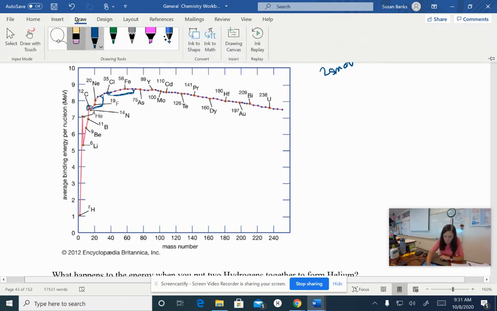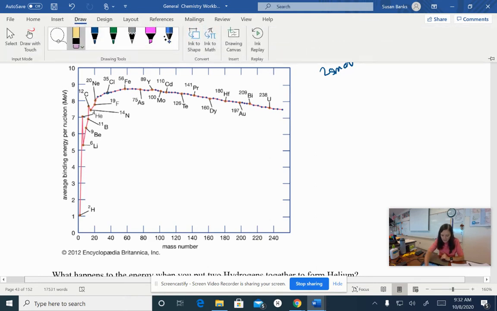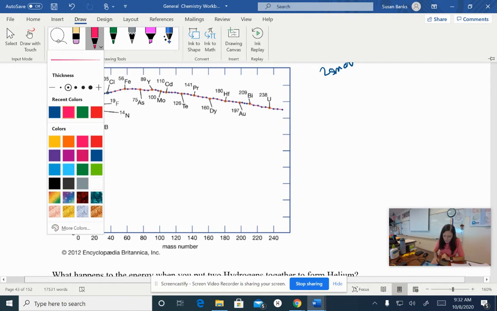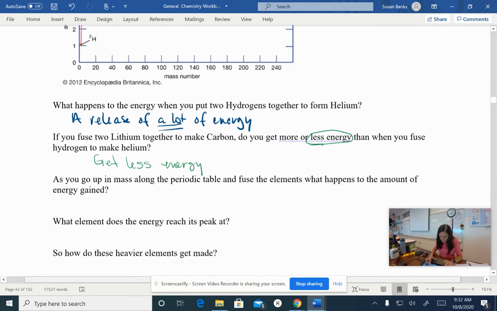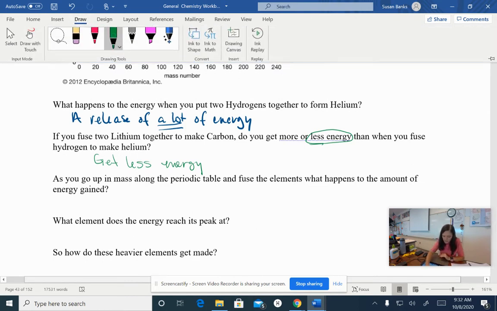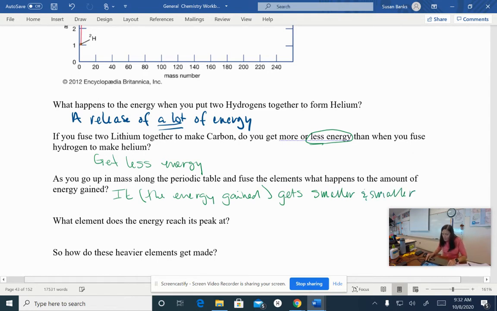So I want to think about this. Where along this energy curve does that energy peak? What's the top energy bond that we have? If you said iron, you're right. So look at this. Iron is the top of that curve, isn't it? Okay. And as we go up this energy peak, as you go up in mass along the periodic table and fuse the elements, what happens to the amount of energy gained? It gets smaller and smaller and smaller, until you reach iron. Iron is the energy peak.